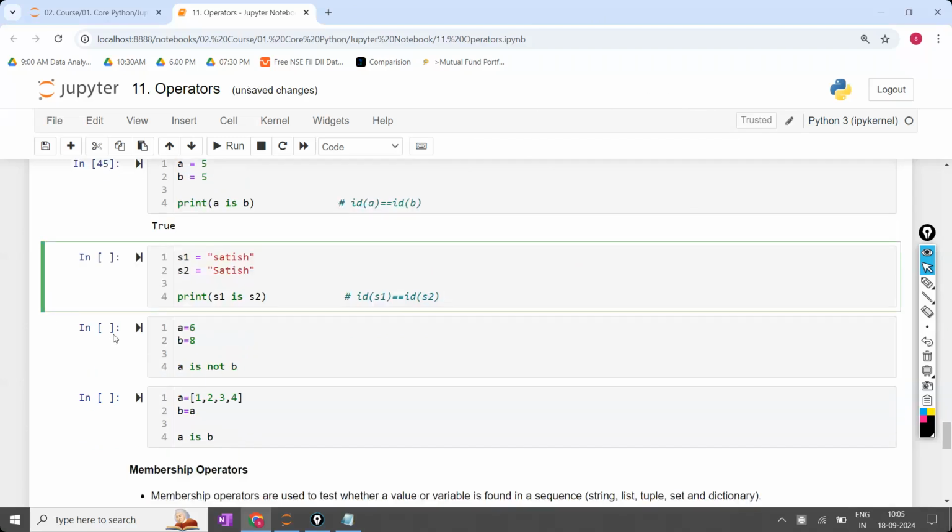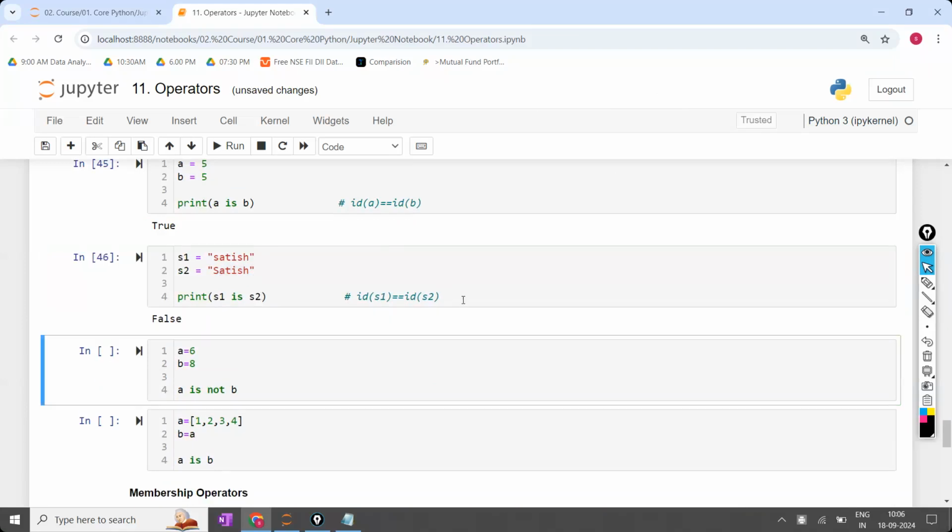And the next one is small "Satish" and caps lock "Satish". Whether both are the same? No. Small "Satish" is stored in a separate object. Caps lock "Satish" is stored in a separate object. Both the object addresses are different. So it is going to give the output as false.